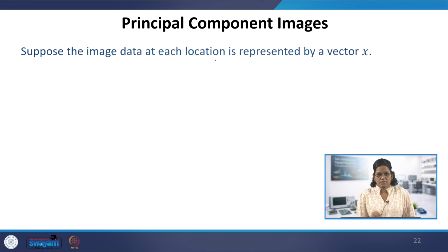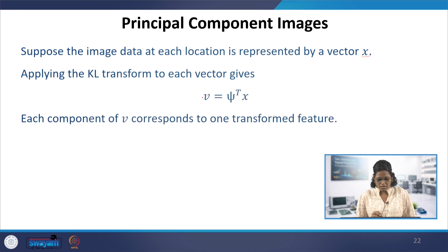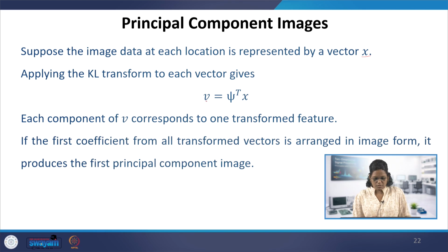If we take the image data at each location and represent it by a vector x, then applying KL gives V, which corresponds to one transform feature. As we said, the first few coefficients of V, obtained from x using psi, contain the important information. Arrange them in descending order and in image form, as image transform vectors. And if you see, those are nothing but the principal components of the image.